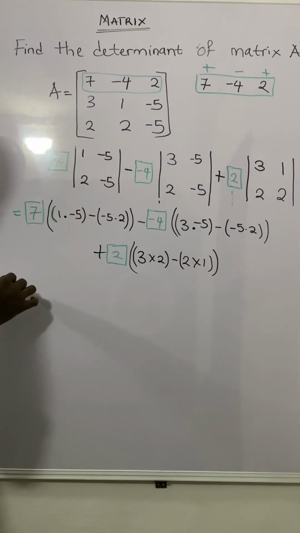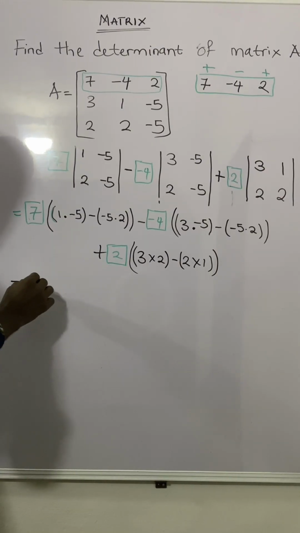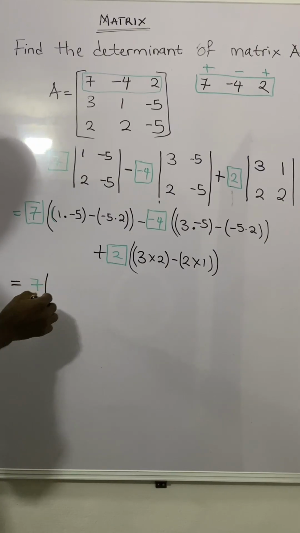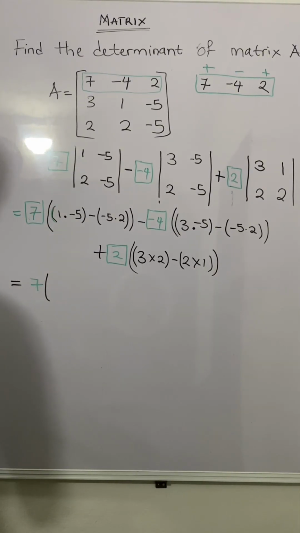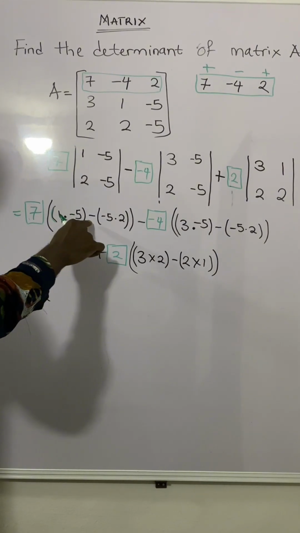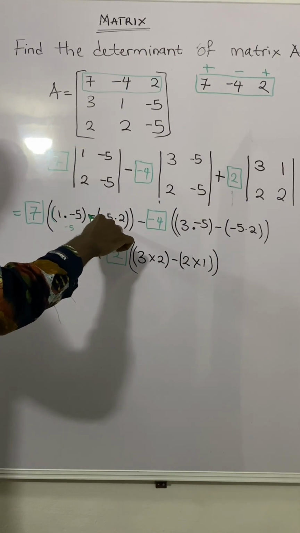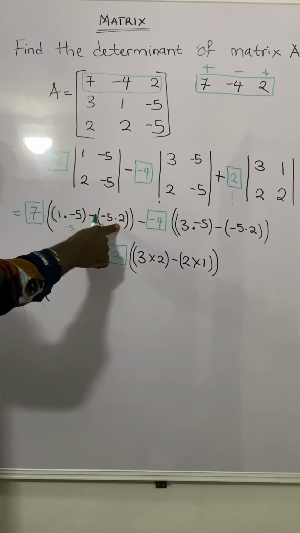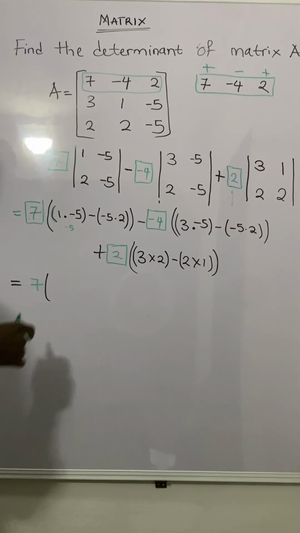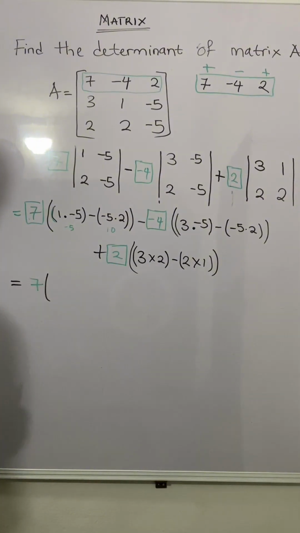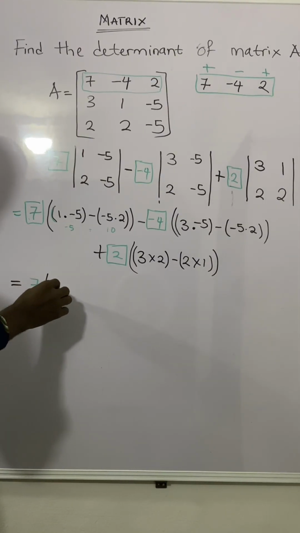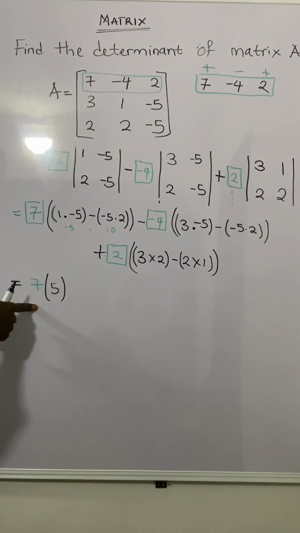Since this is just for this alone, put this up with a bigger bracket. Now solving for that, we still have our 7 into open bracket of 1 times minus 5. That is minus 5. So here we have this to be minus 5. Then minus 5 times 2, that is minus 10. Multiplied by this minus, it becomes 10. So minus 5 plus 10 will give us 5. So the whole of this gives us this.